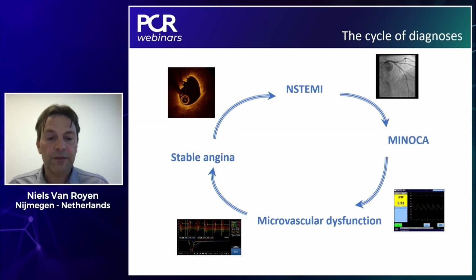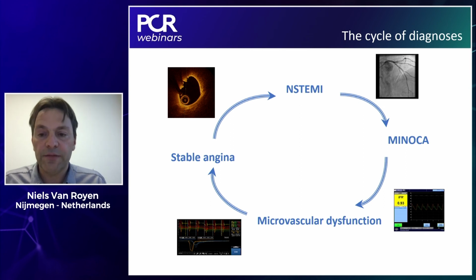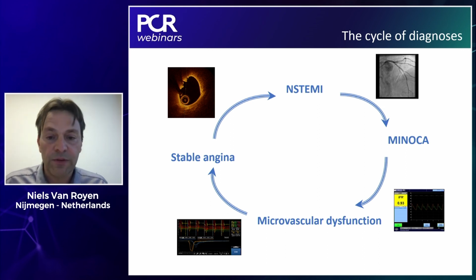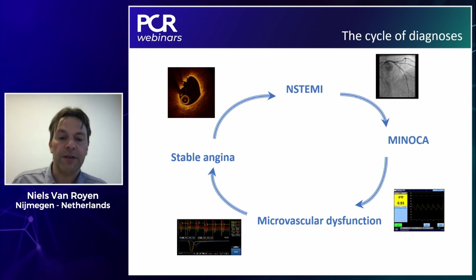So I think this is a very illustrative case, and this patient really got caught up in a cycle of diagnosis where we went from non-STEMI to MINOCA to microvascular dysfunction, then to stable angina, and then after almost 2 years back to non-STEMI again.